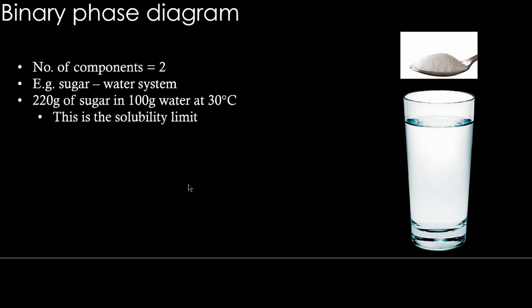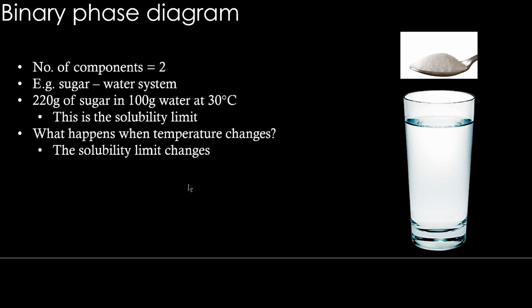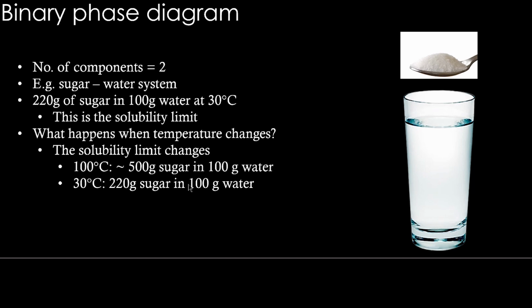So what happens when temperature changes? The solubility limit changes. This 220 grams is the solubility limit at 30 degrees Celsius in 100 grams of water. When temperature goes up to 100 degrees Celsius, as high as 500 grams of sugar can be dissolved in 100 grams of water.